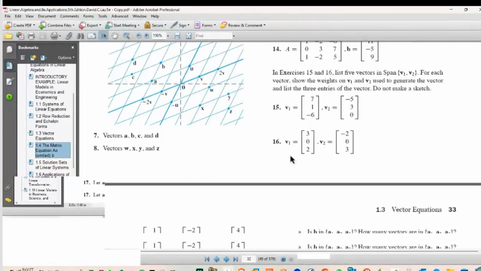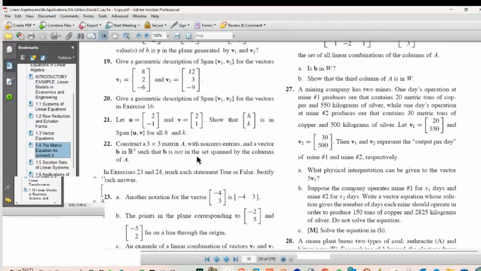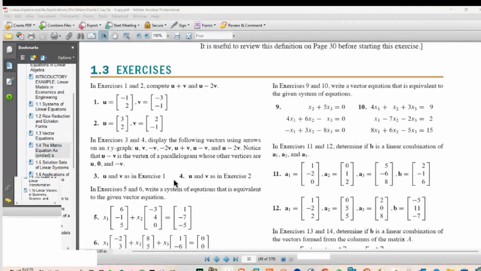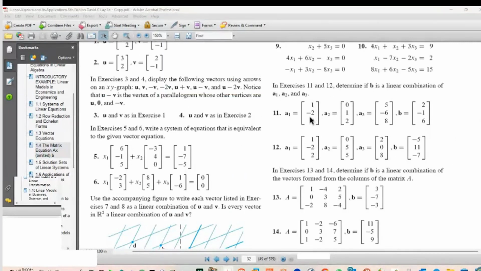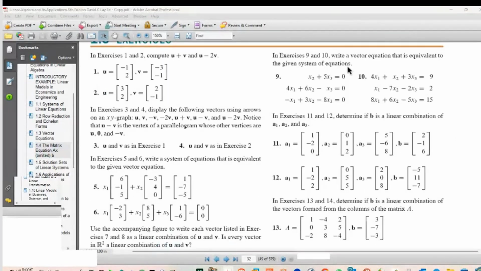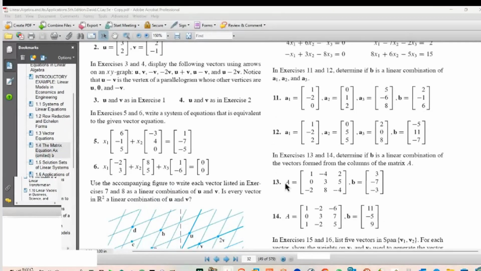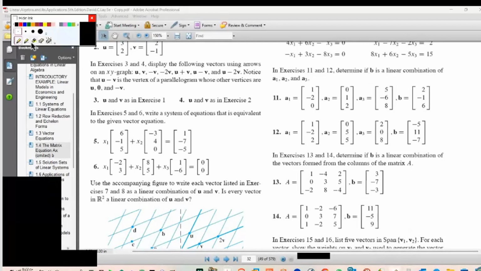Question number 15, 16 is cancelled. I need it from you, I need you to solve in your book. This is 1.3. Solve 5, 6, 9, 10, 11, and 12, 13, 14. Repeat. In the exam, you are responsible for these. Others are cancelled. Is it clear?